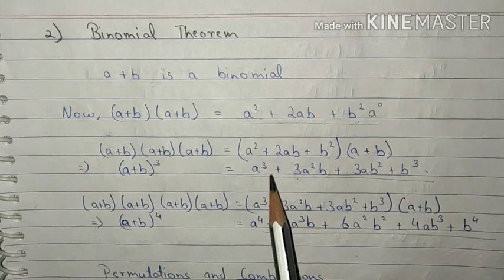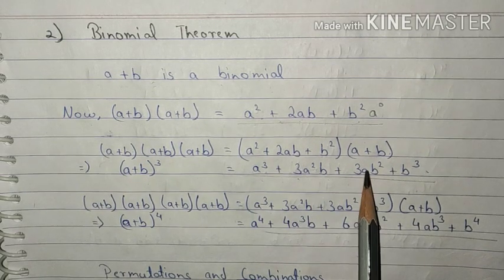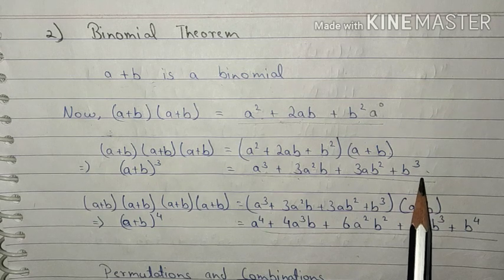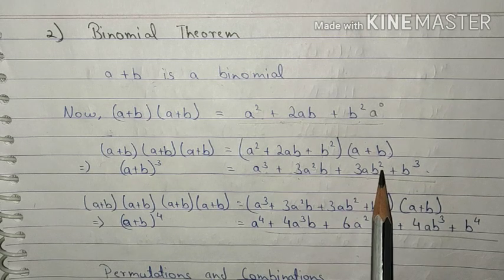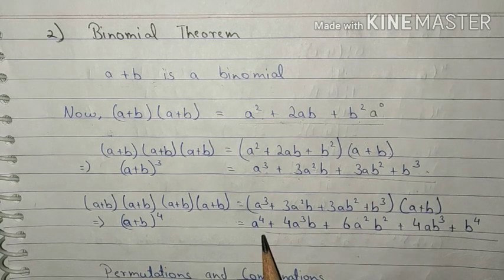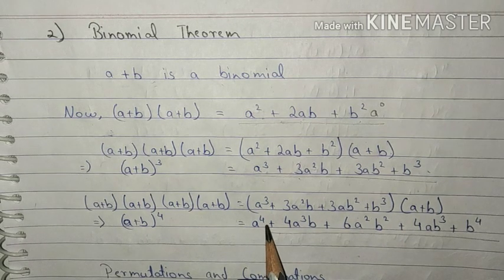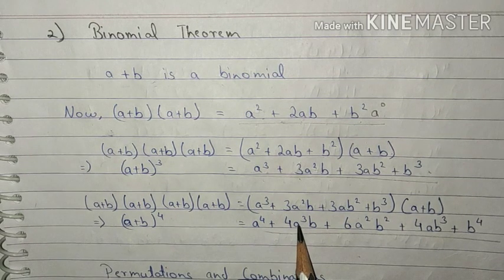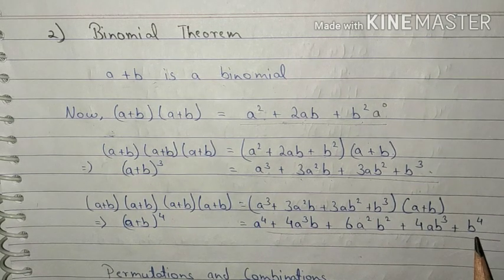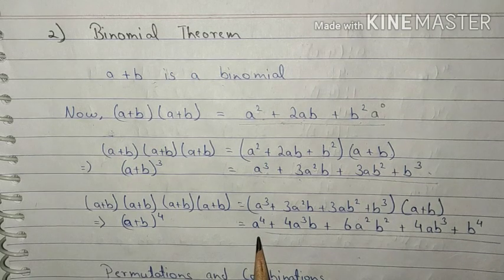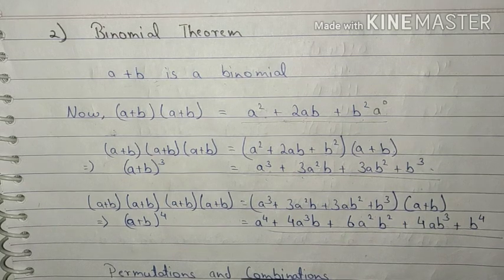And that is, as you can see here, the power of A was 3 over here, which decreased to 2 and 1, and subsequently it became 0. In the same manner, the power of B was 0 over here, it became 1, then 2, then 3. Similarly, in the last equation we can see that the power of A was 4 over here, which decreased to 3, then 2, then 1, then 0, and contrary to it, we had the power of B as 0 over here, then 1, then 2, then 3, then 4.